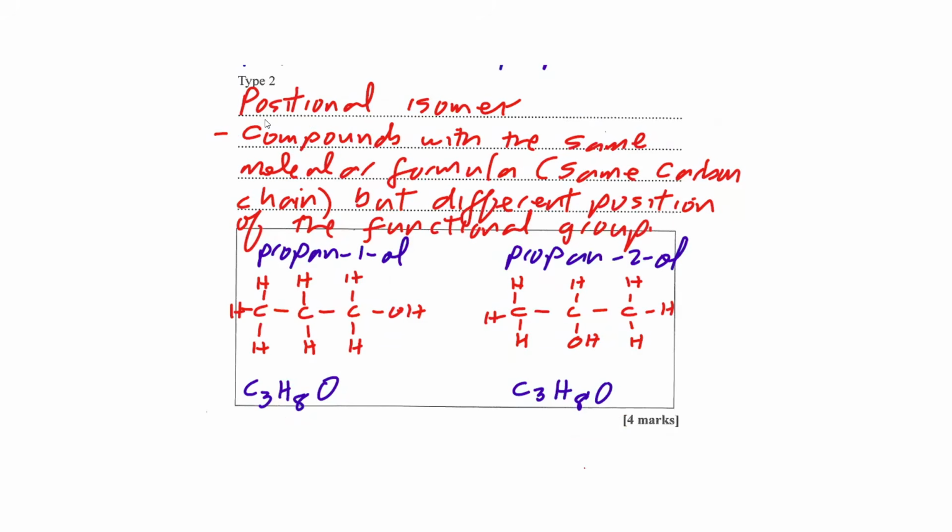Type 2, positional isomers. In positional isomerism, what we're looking for are compounds with the same molecular formula but different position of the functional group. The example we're using here is propan-1-ol, where the OH group, the hydroxy group, is on the first carbon. But now we have the hydroxy group on the second carbon here. So we have propan-1-ol and propan-2-ol as our examples of positional isomers.